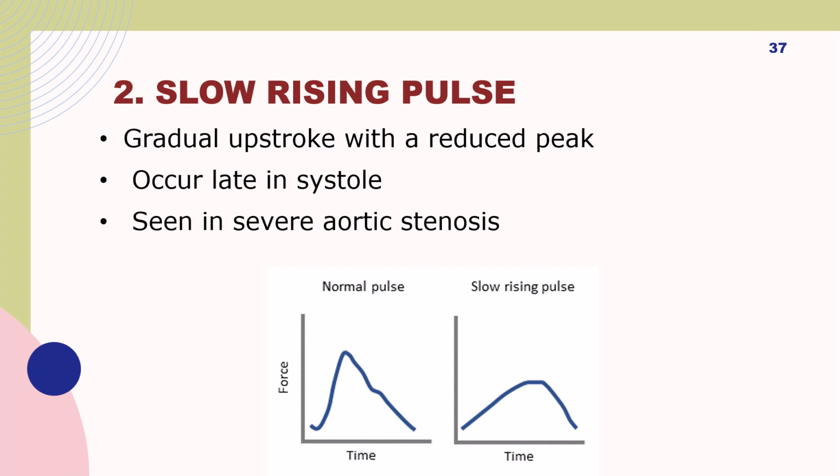Slow rising pulse is seen in severe aortic stenosis. There is a gradual upstroke with a reduced peak, as you can see in the figure, and the peak reaches late in the systole.